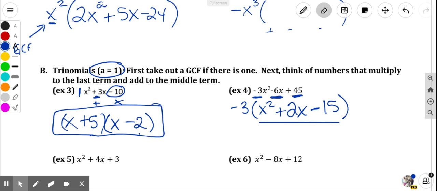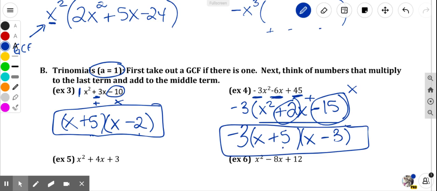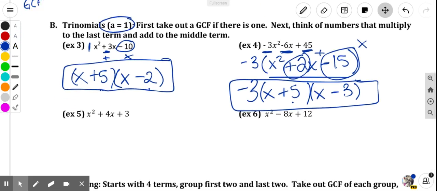So now I want to ask myself, what are two numbers that multiply to negative 15 and add to positive 2? So that negative 3 stays out in the front. Remember, you put x and x. So some factors of 15, we have 1 and 15, and then 5 and 3. So it's going to be positive 5 and negative 3 because we want it to add to positive 2. So we want to take the sign of the bigger number. So then that would be it. That's number 4.